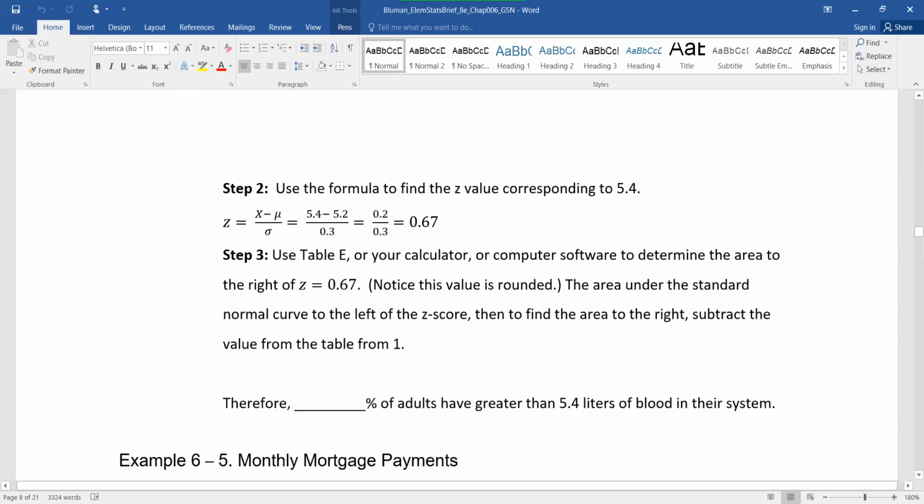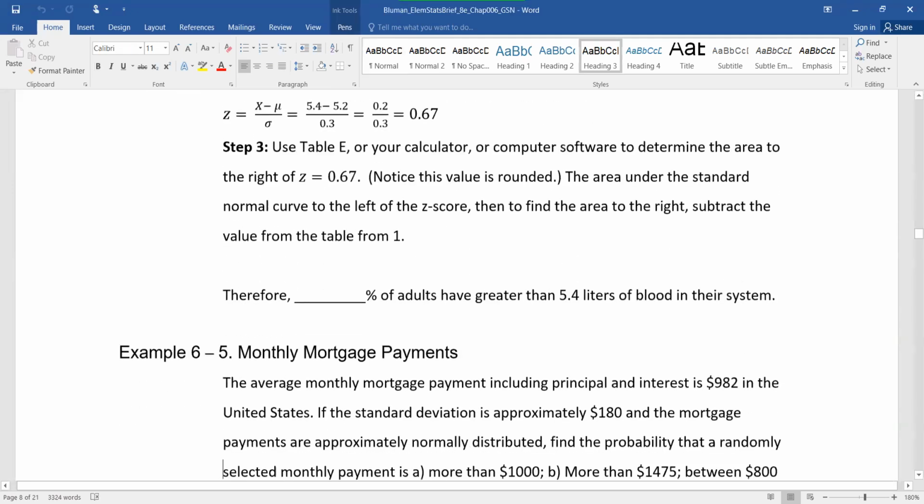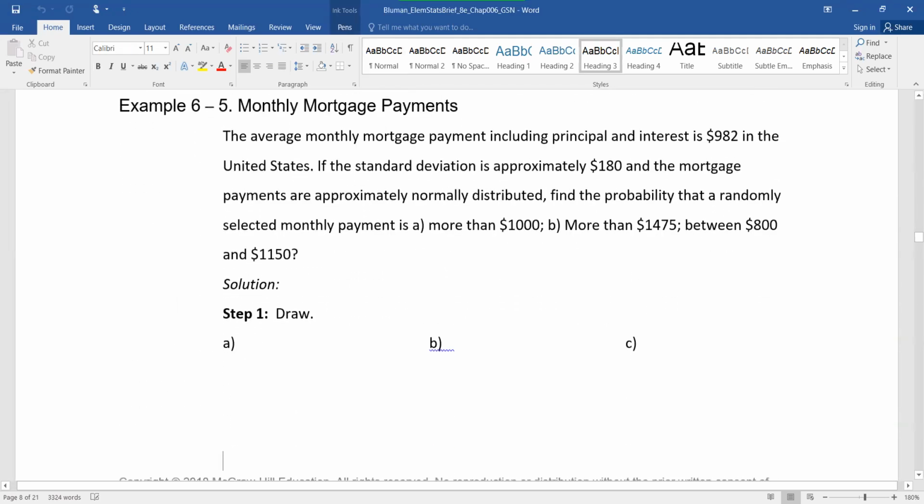So therefore, that percent there is what you would put. All right, example 5 here, we're looking at a monthly mortgage payment. So the average monthly mortgage payment, including principal and interest, is $982.